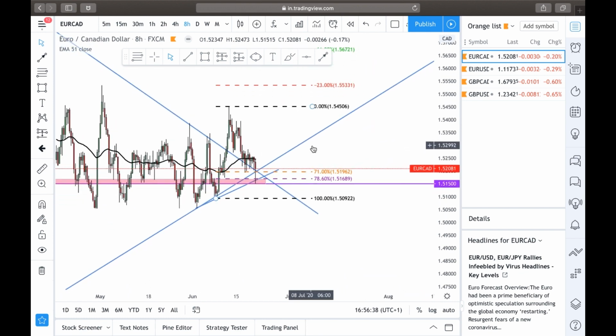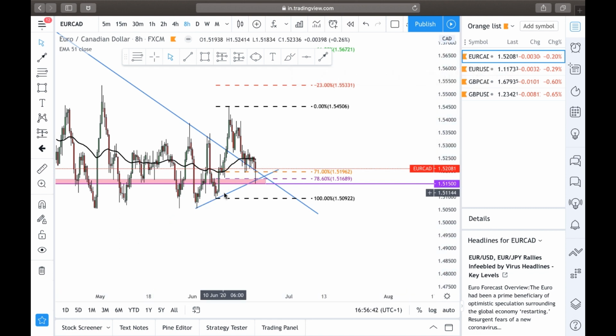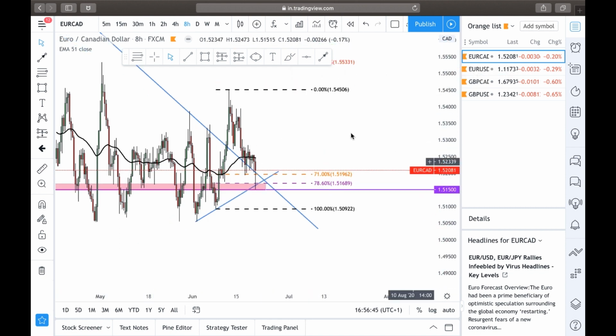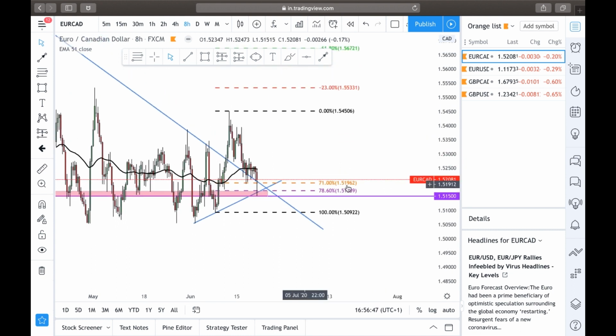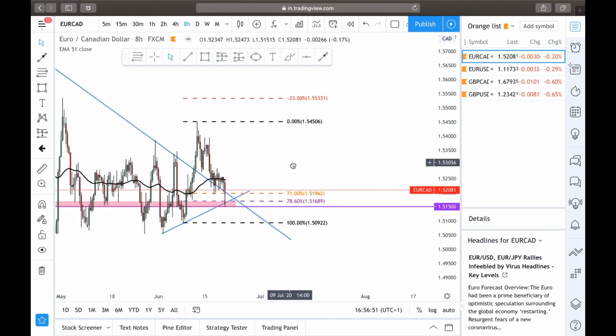So if you want to, you can always delete this big trend line if you want to, and just have one, two, three. That makes it look a lot cleaner. But as long as you know it's in play, it doesn't matter if it's on the screen or not. It just matters if you know what's going on the bigger time frame.